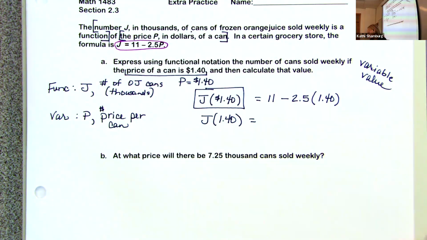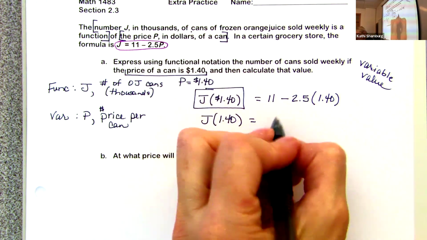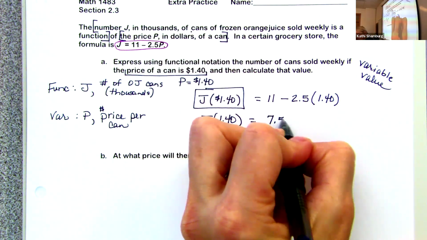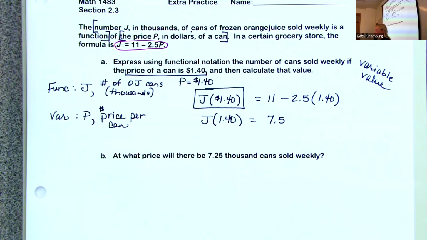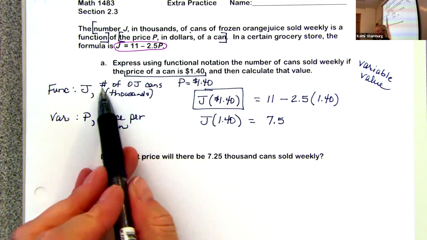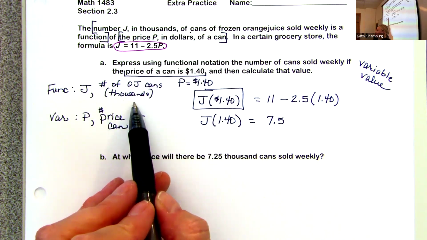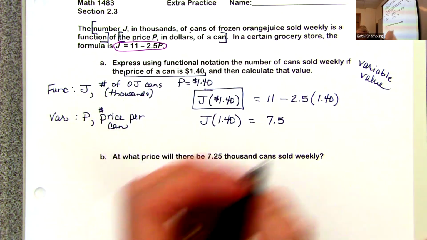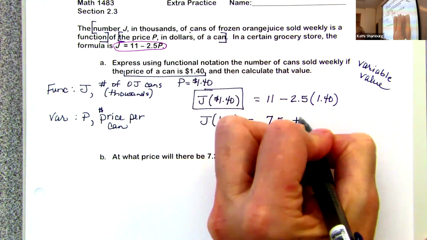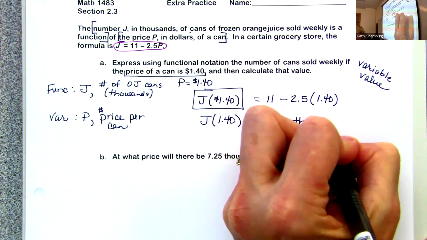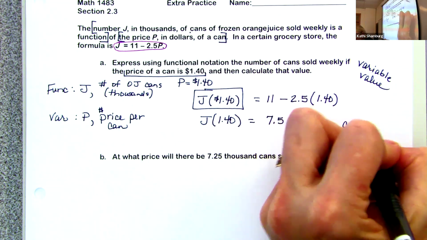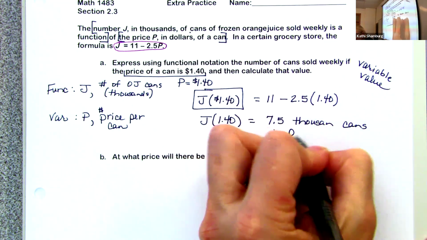And what value did you calculate? Now this is where you need to be careful. Is that $7.50? No, my function is the number of OJ cans, and 7.5 would represent how many? 1,000. So it's 7.5 thousand cans of OJ.